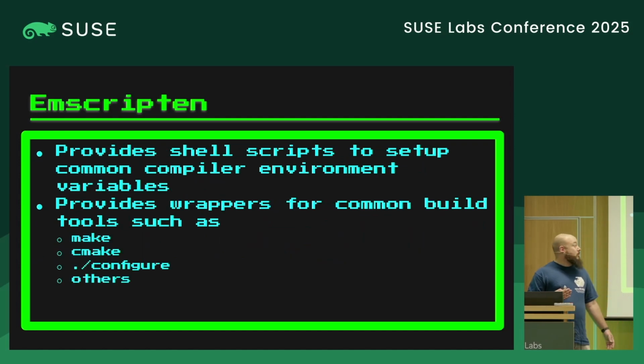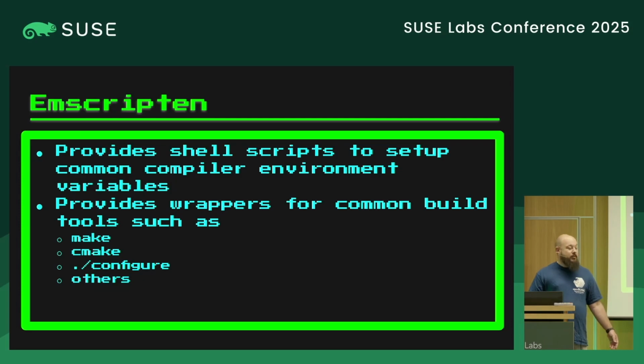And so what Emscripten is going to do for us is provide a bunch of shell scripts to set up common compiler environment variables, and it provides us with some wrappers for make, CMake, and configure, as well as providing standard compilers that you'd expect, like Clang or GCC, and so forth. So theoretically, as I was told when I started my project, it shouldn't be that hard to take an SDL2 app and make it run in WebAssembly instead of natively. And so that is what my afternoon side project was.